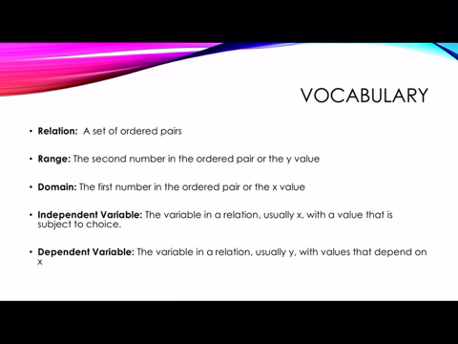So vocabulary, this is important. This is what you're going to need for the rest of high school. Relation is a set of ordered pairs. Range is the second number in an ordered pair, or the y value.